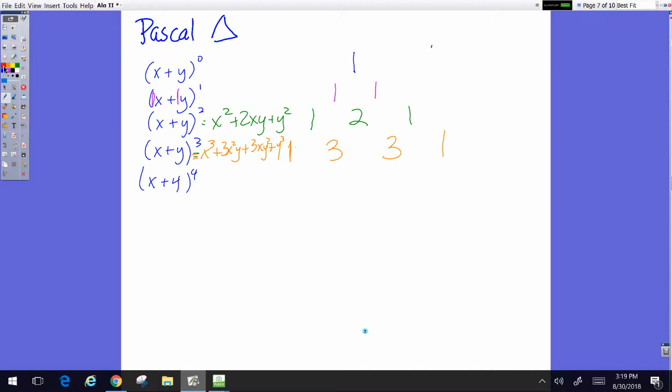Alright, so if we did it to the 4th, this is x to the 4th plus 4x cubed y plus 6x squared y squared plus 4xy cubed plus y to the 4th. So what are my coefficients? 1, 4, 6, 4, 1. Okay, I want you to look and see if you see any patterns. And I want you to predict what you think the next row would be.